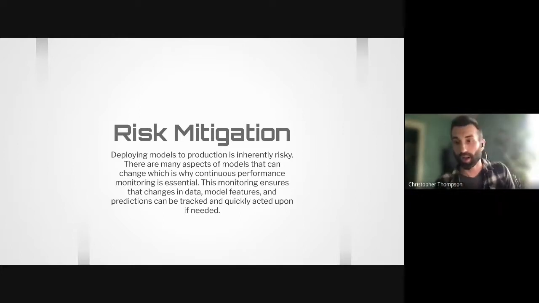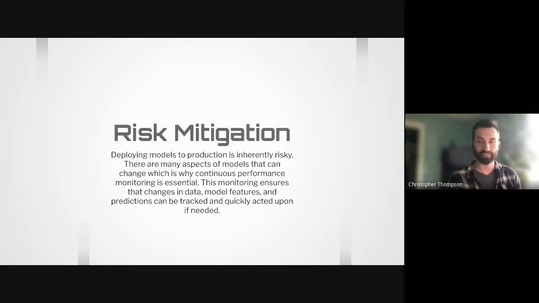So MLOps addresses this risk mitigation. It helps to alleviate some of the risk involved with machine learning, because it's not perfect and it does change, and problems do pop up. A lot of problems.